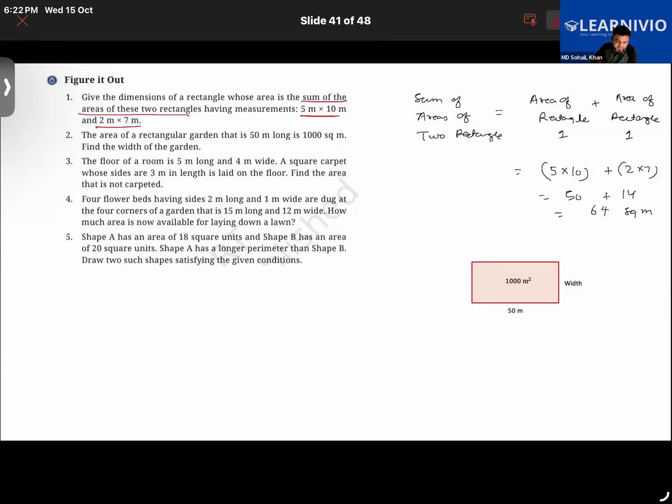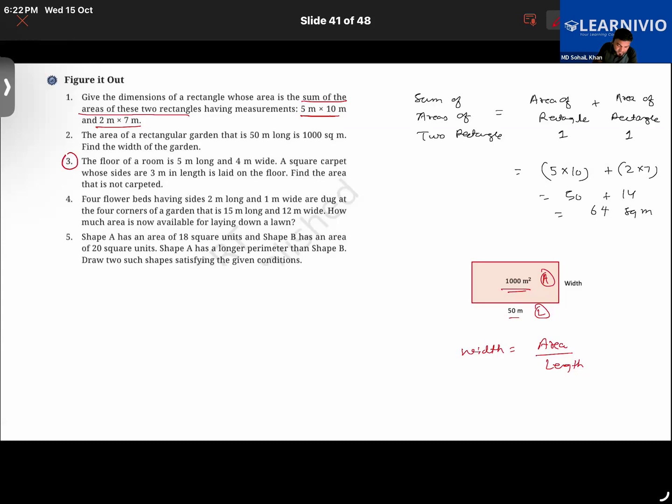Now, question number 2 says that the area of the rectangular garden, which is 50-meter long. This is a rectangular garden. Length is 50-meter and area is given. We need to find width. So you can easily find it now. You will divide it, because width here will be equal to area divided by the length. Area is given here, right? And length is also given. You'll be doing that as assignment.